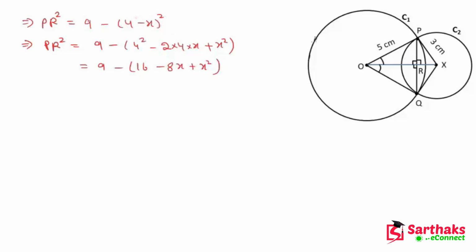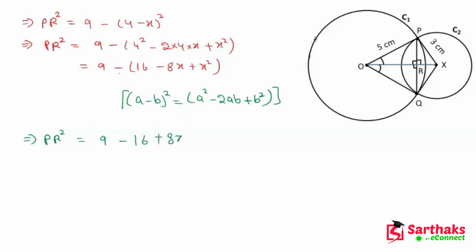Okay, so this formula is like, we know that (A minus B) whole square is A square minus twice of AB plus B square. Okay, we know that. So now here PR square is equal to 9. Now if we open this bracket, we have a negative sign, so all the signs in the bracket will be changed. So we get minus 16 plus 8x minus x square.